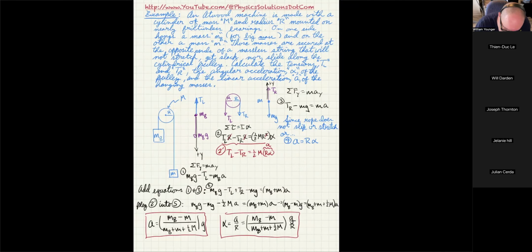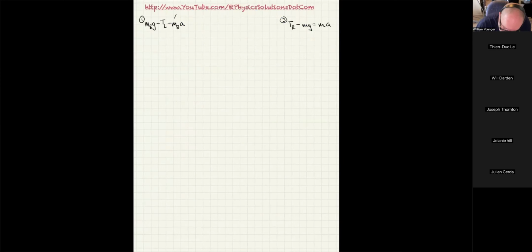Why is my lasso tool not working all of a sudden? Copy, and I'll paste it right in between.